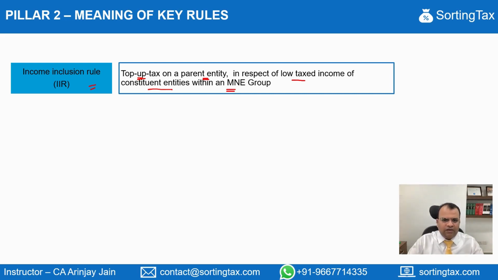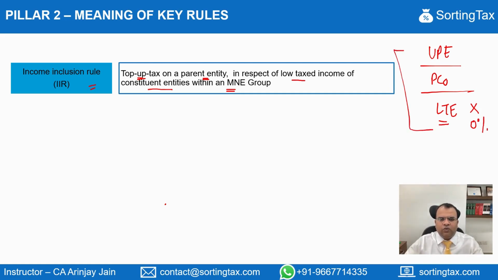So if I just go back to the previous slide, I had actually told you that there was a UPE, there was a PICO, and there was a low taxed entity. So if the income of the low taxed entity suffered a 0% tax rate, this income will be included in the income of the ultimate parent entity, and the ultimate parent entity will be liable to pay a top-up tax of 15% on this income, assuming the rate of tax here in LTE is 0.